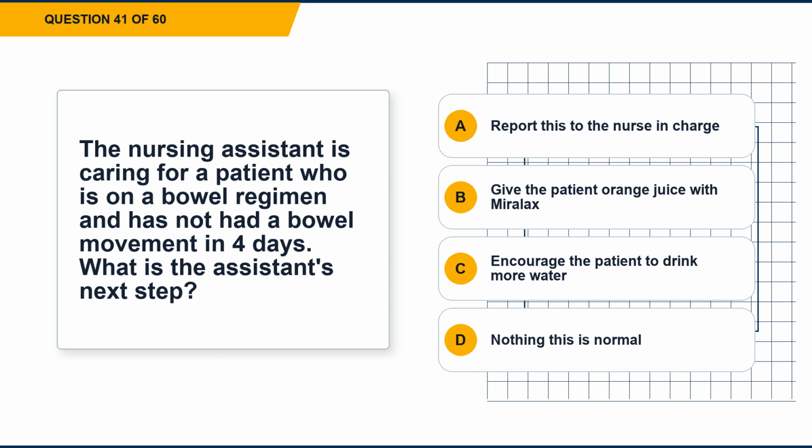The nursing assistant is caring for a patient who is on a bowel regimen and has not had a bowel movement in 4 days. What is the assistant's next step? Option A, report this to the nurse in charge. Option B, give the patient orange juice with Miralax. Option C, encourage the patient to drink more water. Option D, nothing, this is normal.